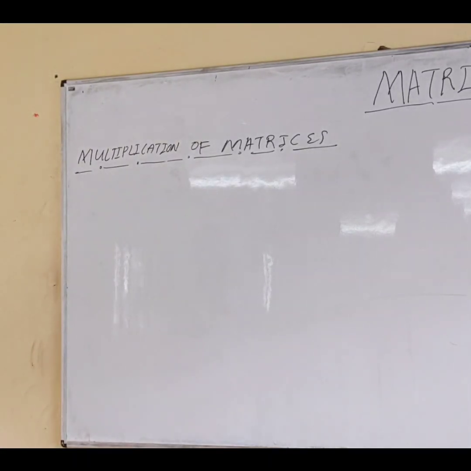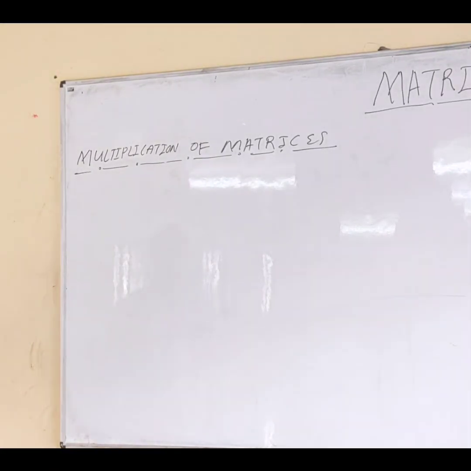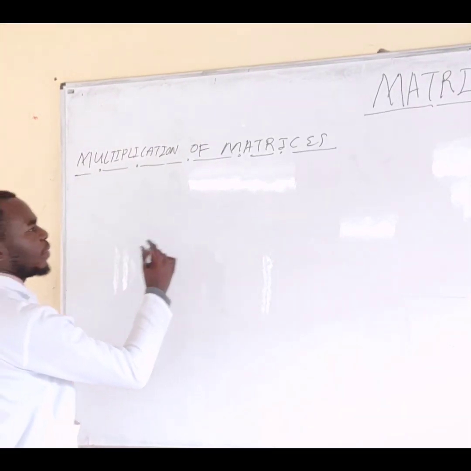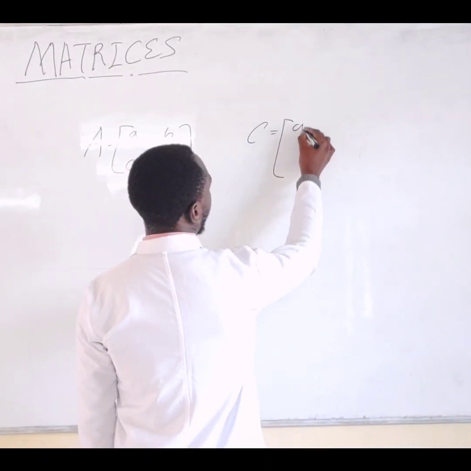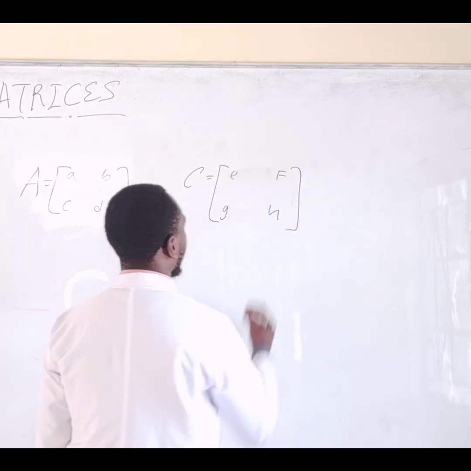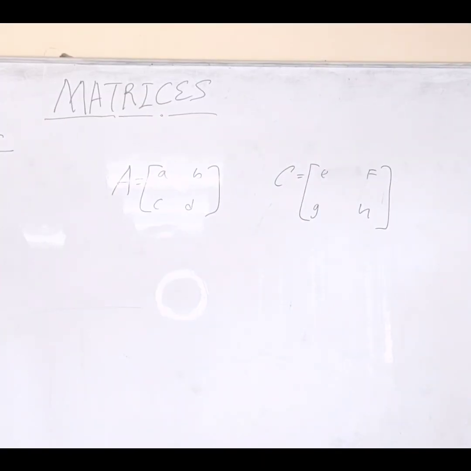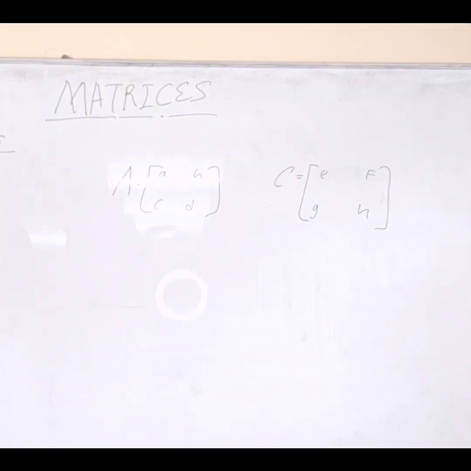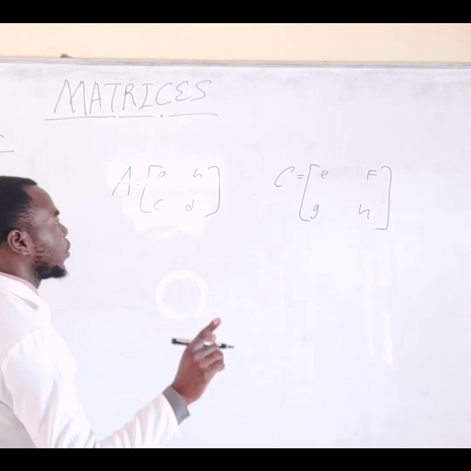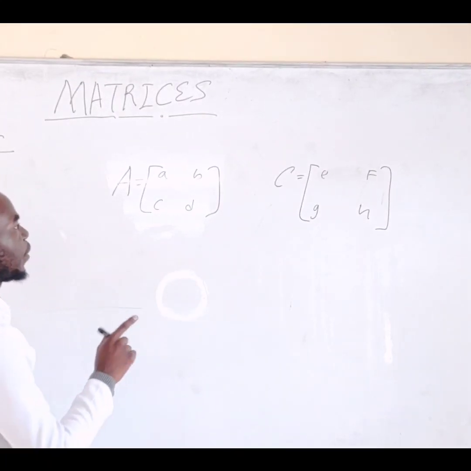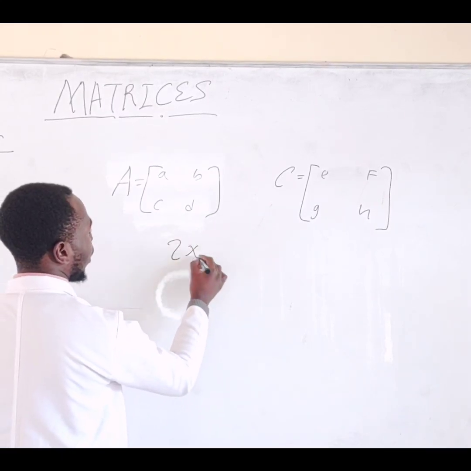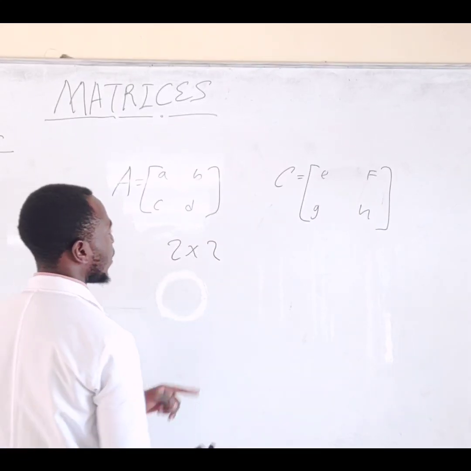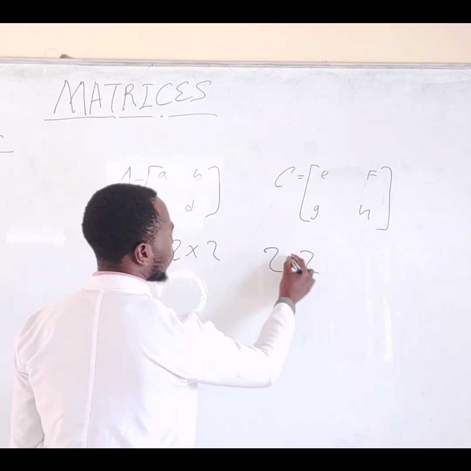Okay, multiplication of matrices. Let's say you are given matrices A, B, C, D and E, F, G, H. Now to multiply any given matrices, there is a law that we follow. First thing is to come up with the order of any given matrix. What is the order of matrix A? It is 2 by 2. What is the order of matrix C? It is 2 by 2 as well.